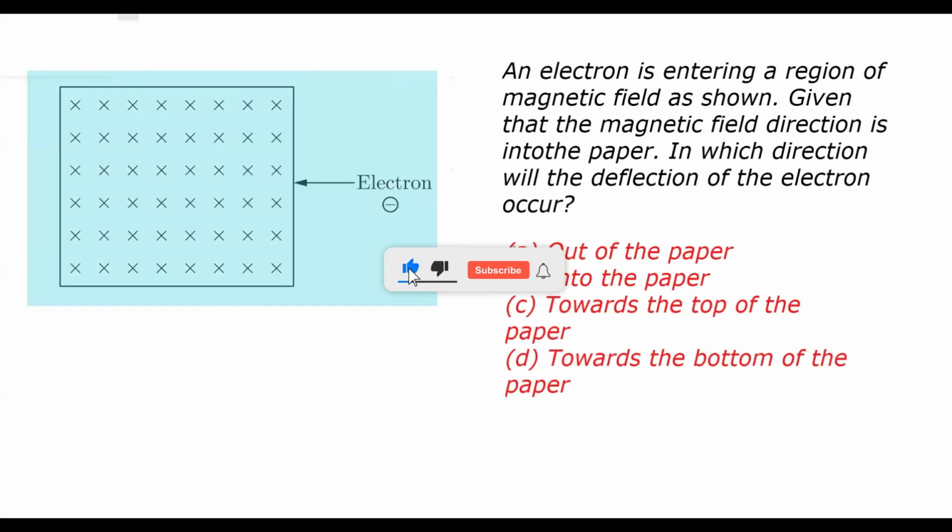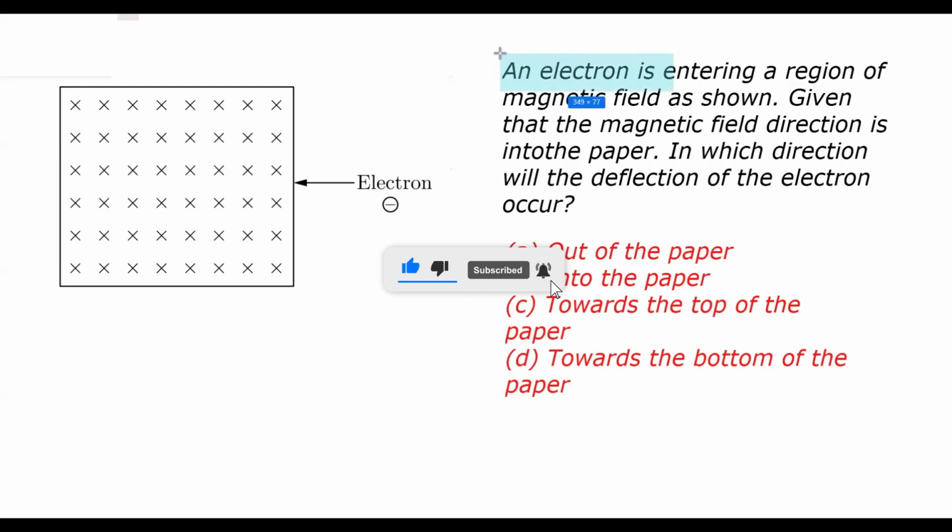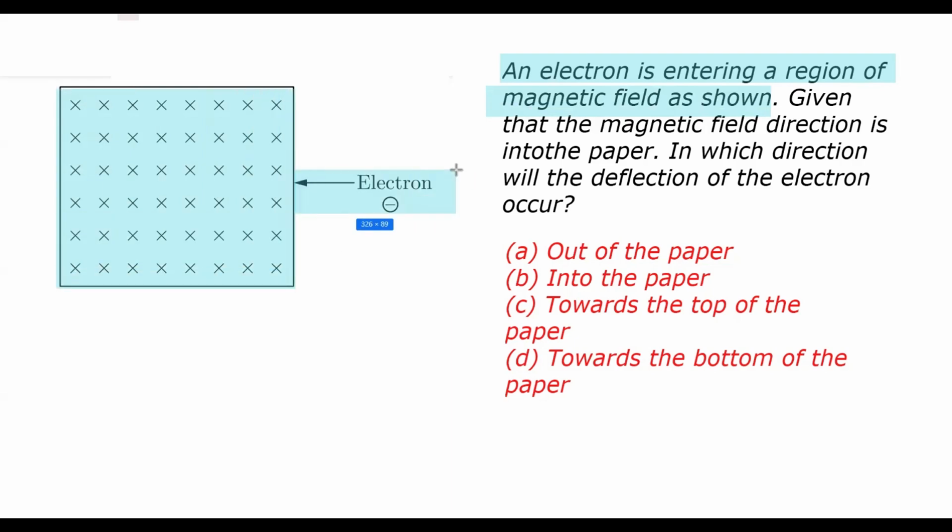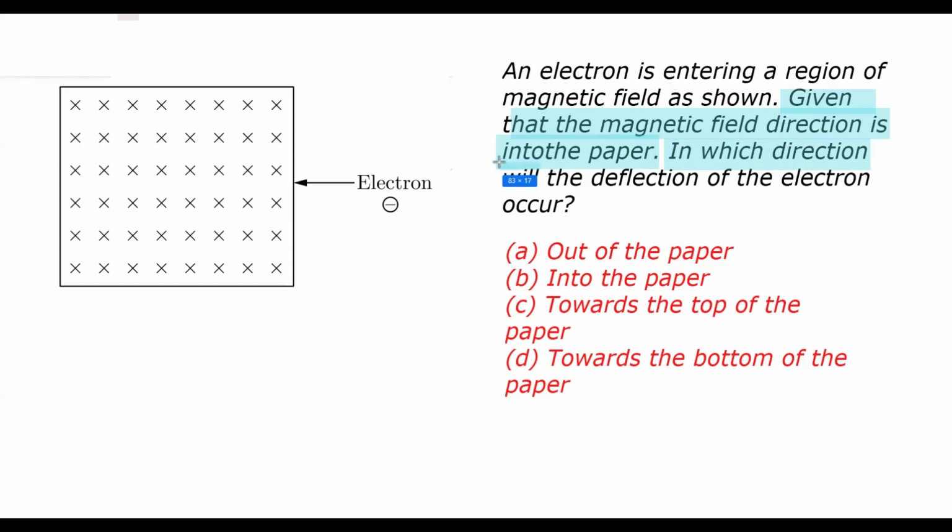In this question, a diagram is given over here, and they say that an electron is entering the region of a magnetic field. So this is representing a magnetic field. This is the electron which is moving in this direction, that is from east to west. Further, it's given that the magnetic field direction is into the page, and we need the direction of the deflection of the electron. Deflection means we have to find the direction of the force acting on the electron.